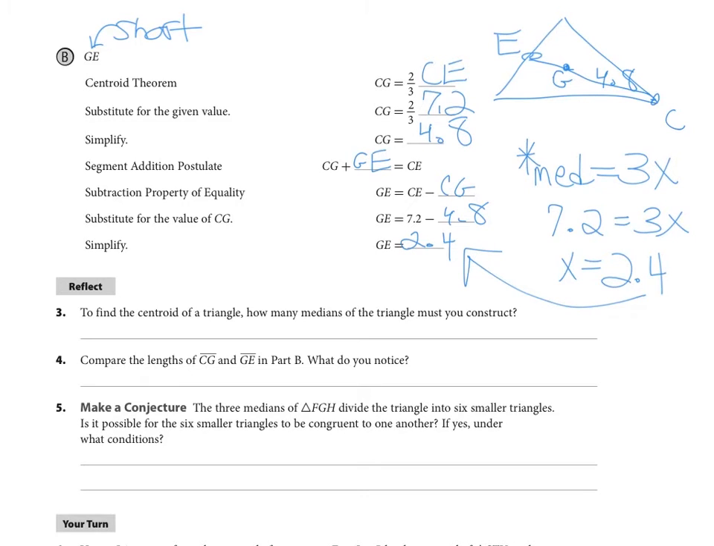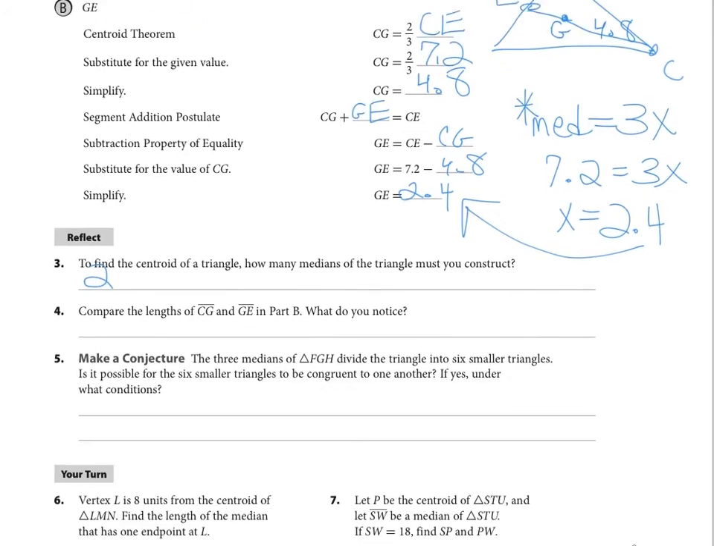Okay? So a quick little reflect here, number 3, it says to find the centroid of a triangle, how many medians of the triangle must you construct? And just so that you know, we actually only need to put 2 of the medians together, because it takes 2 lines to determine a point of intersection. Now it is true that the third line will go through that same point of concurrency, but we really only need 2.